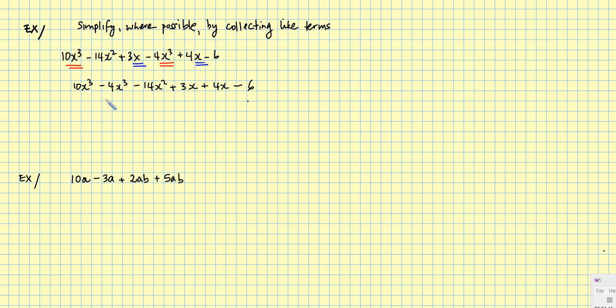So 10x cubed minus 4x cubed will give us 6x cubed, and -14x squared doesn't have anything else that it can work with, and then plus 3x plus 4x is plus 7x, and then minus 6.